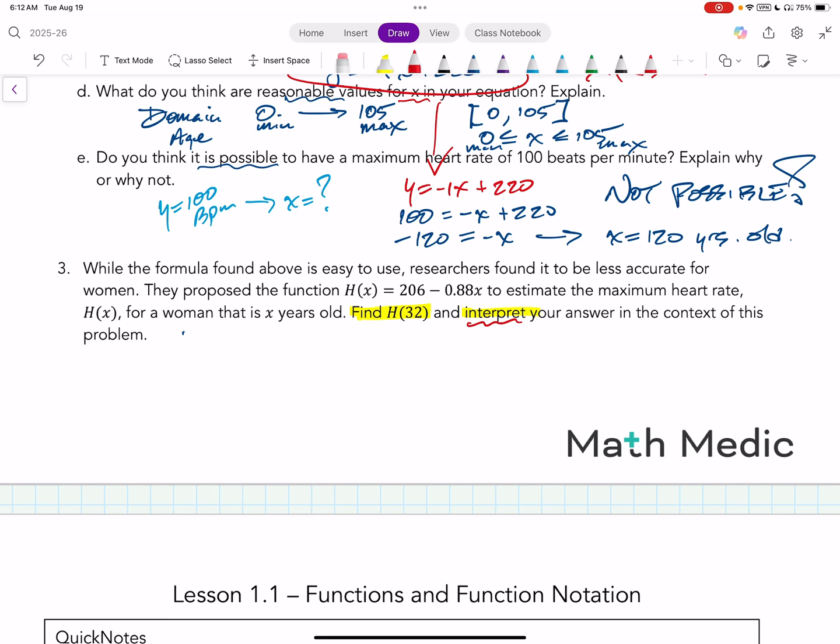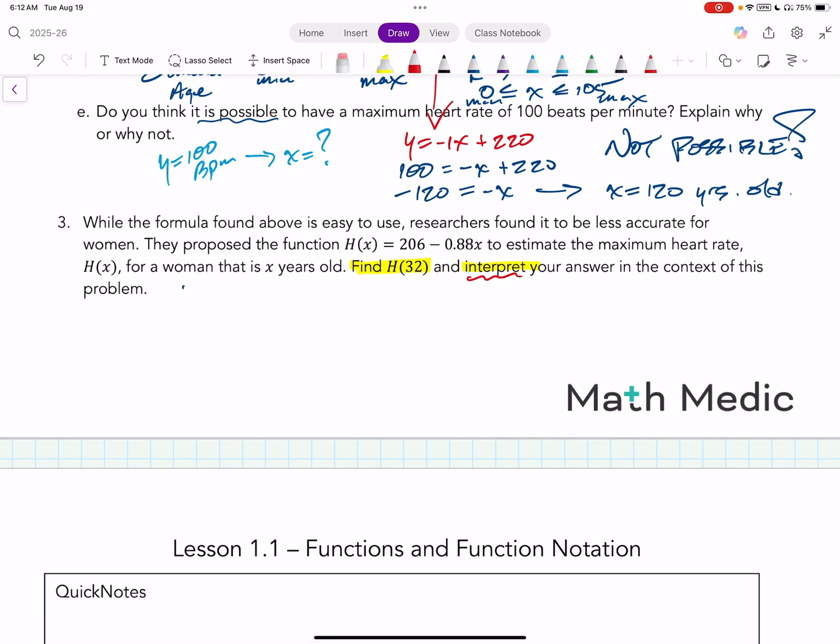So under learn, interpret, because this is an important part of the course. You not only have to calculate it, but you have to tell me what it means. Let's evaluate it first. So h of 32. We have to substitute in 32, so 206 minus 0.88 times 32.